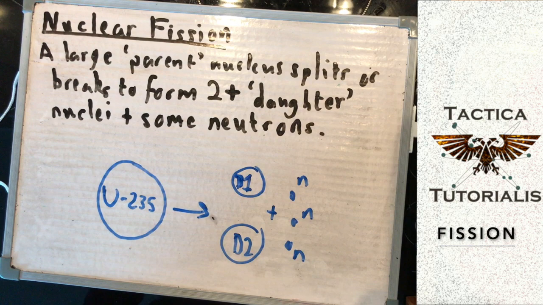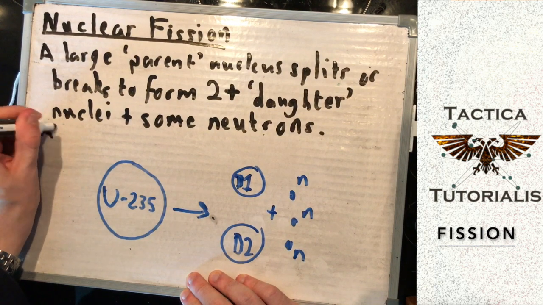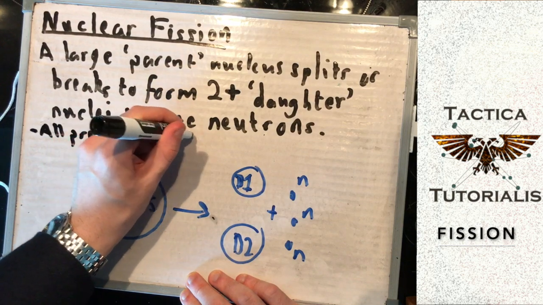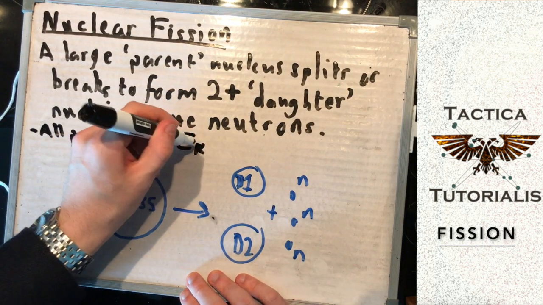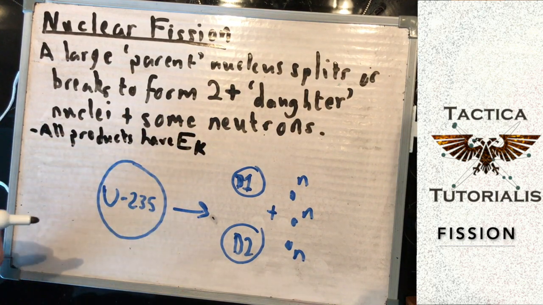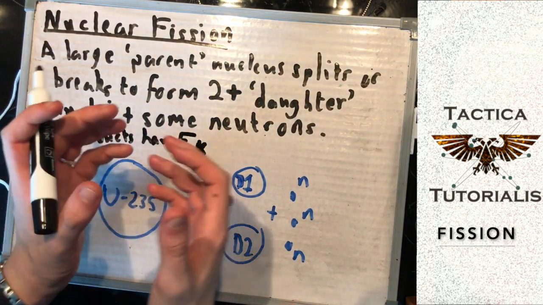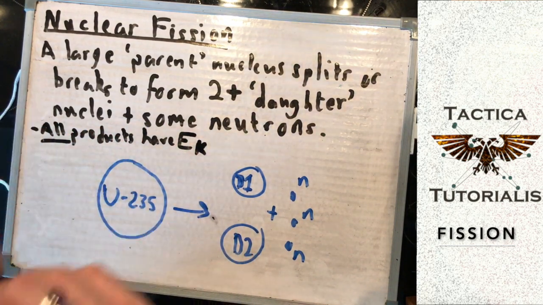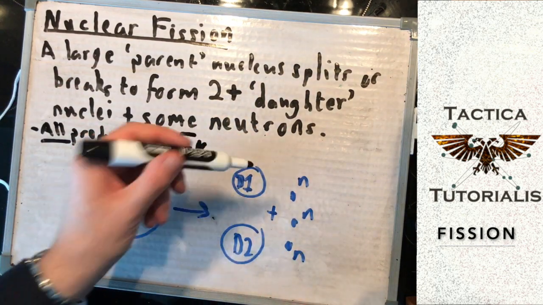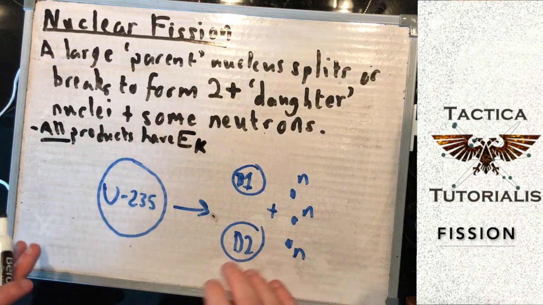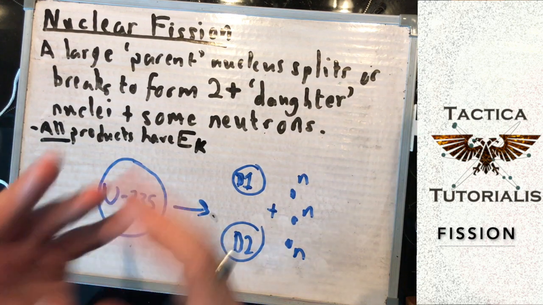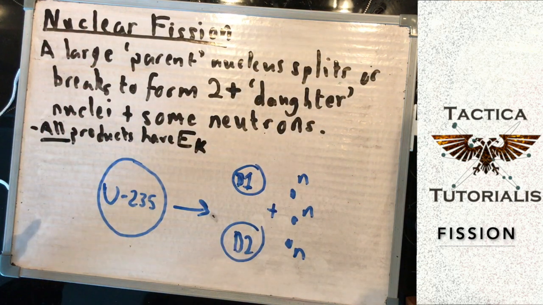However, there are some extra points that I want to add. First one being that all products have kinetic energy, which I've written as E subscript K, which is the standard notation in the energy topic. So all products have kinetic energy. Even if the uranium nucleus is mostly sat there just chilling on its own, when it breaks, all of these products, the daughter nuclei and the neutrons, have got kinetic energy. They are going to move. Nothing is left sitting there as a remnant. Everything goes. That is the first point.